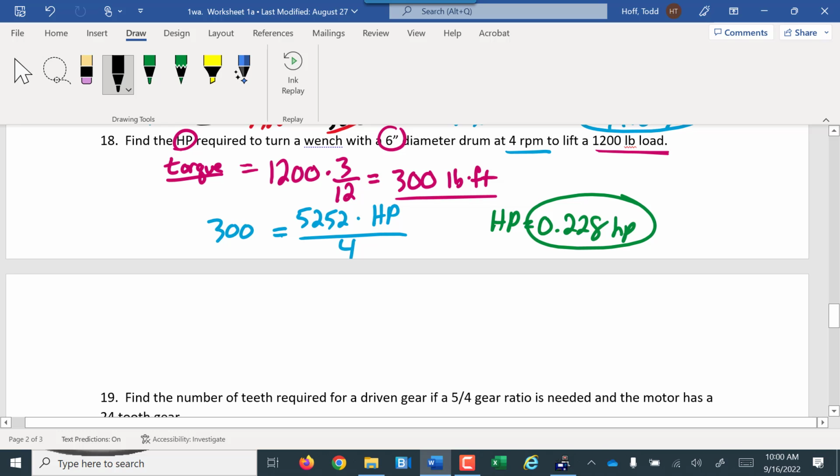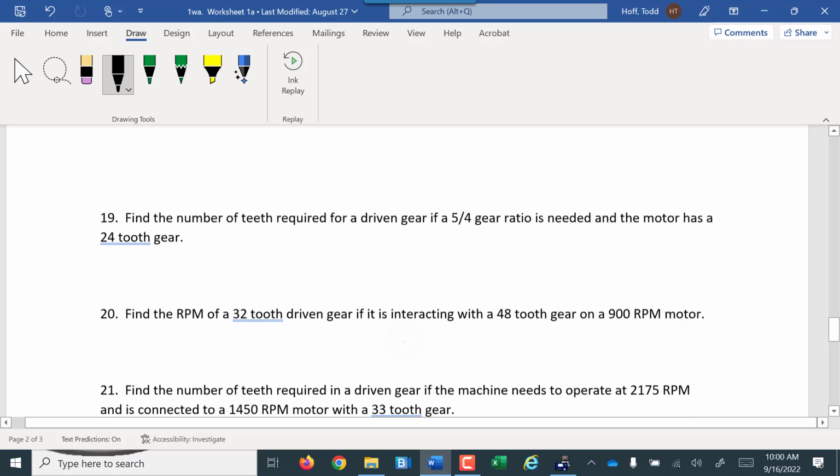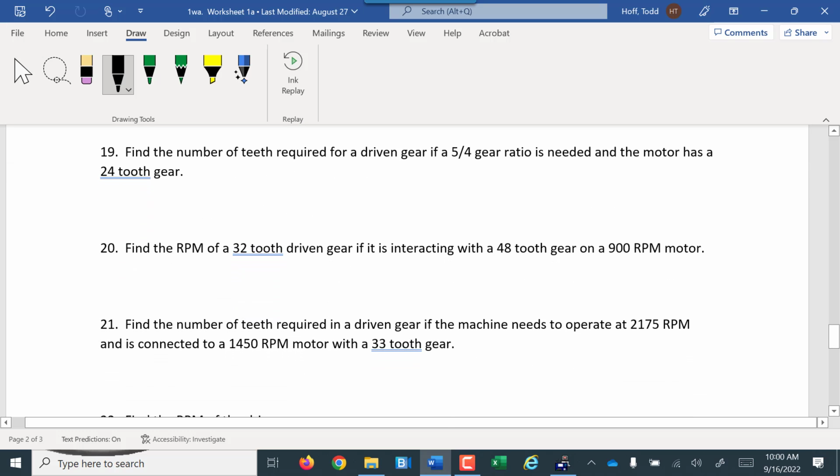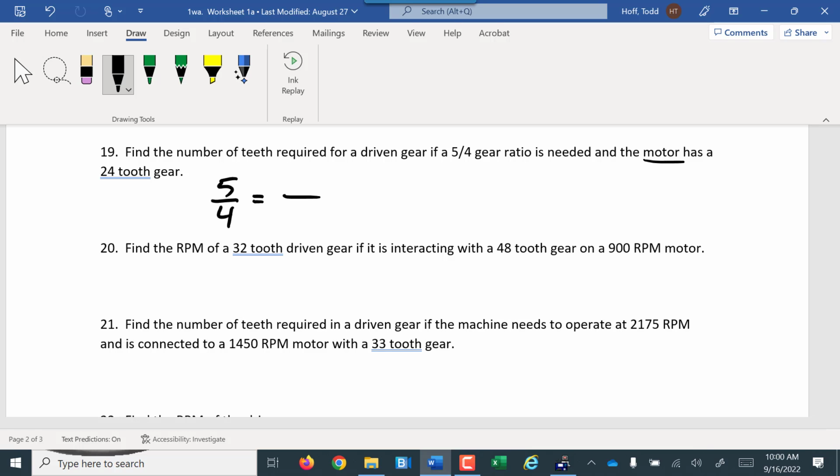Okay, so then moving on, find the number of teeth required for a driven gear if we need a 5-to-4 gear ratio. Remember it's the driven gear over the motor gear. So the 24 teeth for the motor goes on bottom. We cross multiply and divide. 5 times 24 divided by 4 gives us 30 teeth on the driven gear.